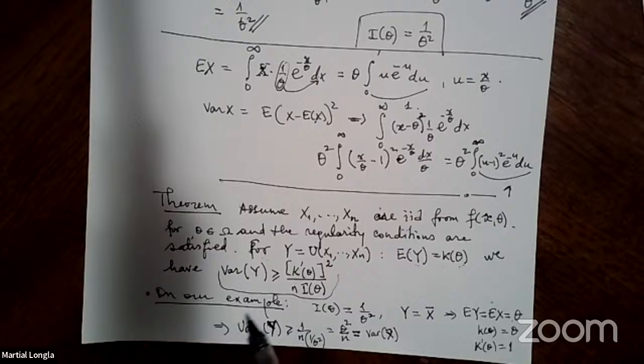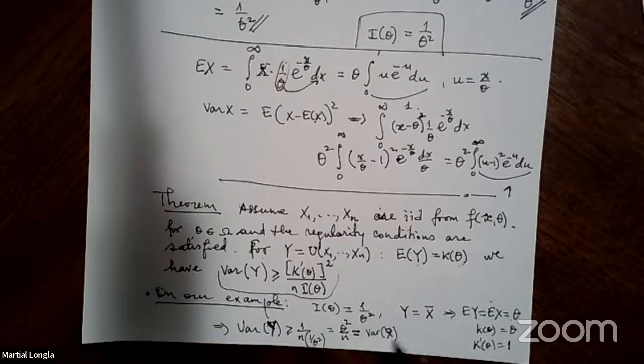So this is from the theorem. From that theorem, I established this inequality, but I'm telling you that it's actually exactly equal in this case because the variance of x bar, which is what y is equal to, is exactly theta squared over n.